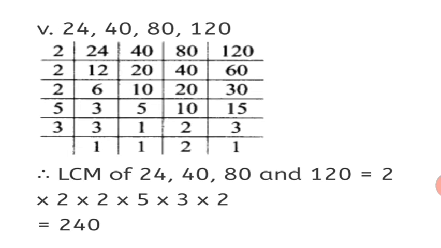Now we can find the LCM. LCM of 24, 40, 80 and 120 is equal to, multiply all the left side column, 2 into 2 into 2 into 5 into 3, and the bottom row 2 is there, so into 2. This gives us 240.